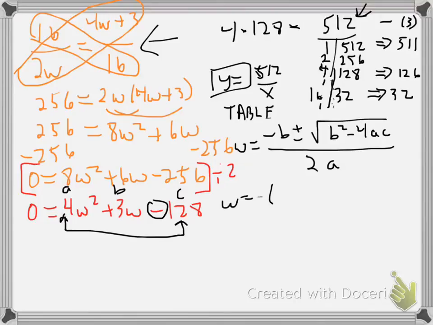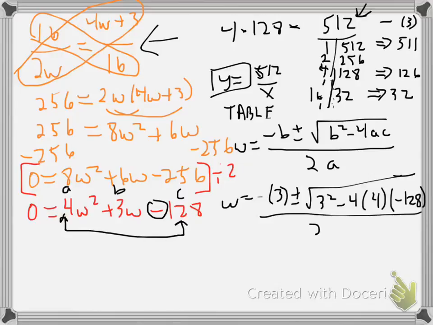Negative, and the b was 3, plus or minus the square root of 3 squared minus 4 times 4 times negative 128, all over 2 times 4. So don't worry about that. I'm going to stop this here because it's going to take too long. What I'm going to do is do the next one.